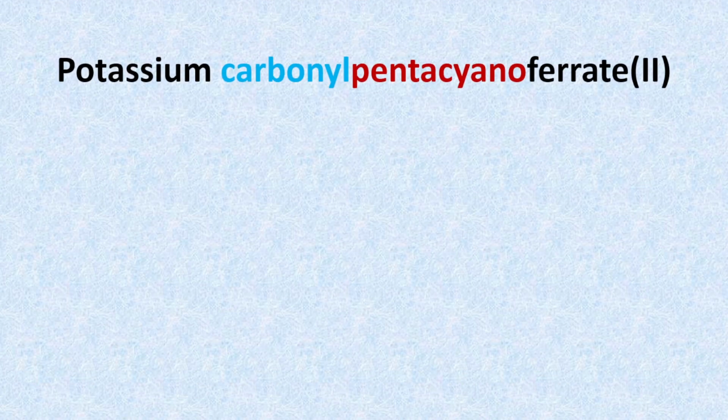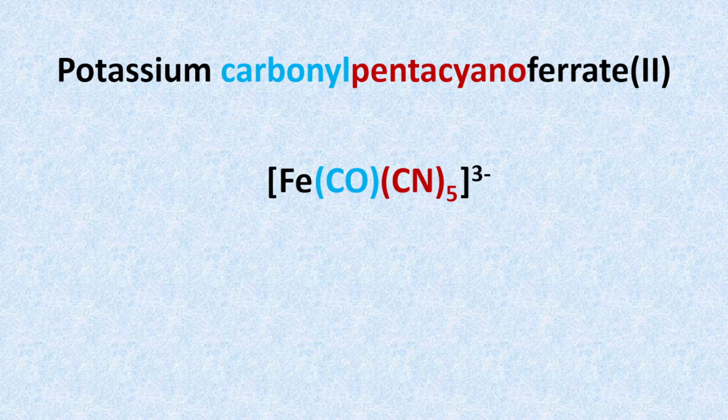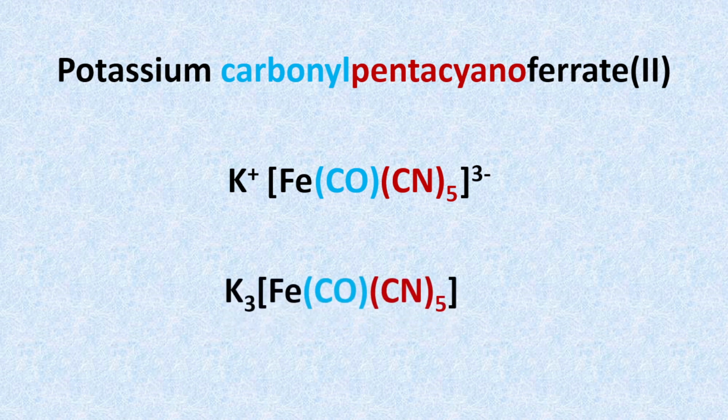Here we have 5 cyanides, 1 carbonyl ligand and ferrate metal. Carbonyl is neutral and cyanide has -1 charge. Iron is in +2 oxidation state, so the coordination sphere will acquire 3 negative charges, and there is a potassium outside the coordination sphere. So balance the cationic and anionic part using the crisscross method to get the final product.